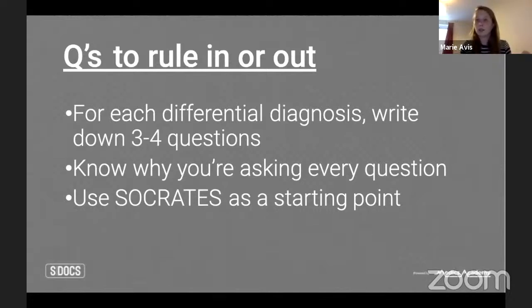Know why you're asking each question. And you can use Socrates, another acronym, as a starting point. I'm sure you'll have all heard of it, but it's just an acronym for a way of assessing pain in the patient.